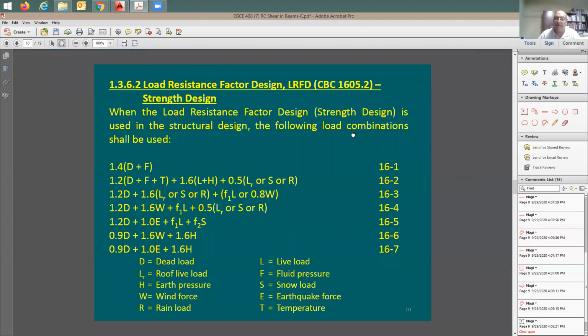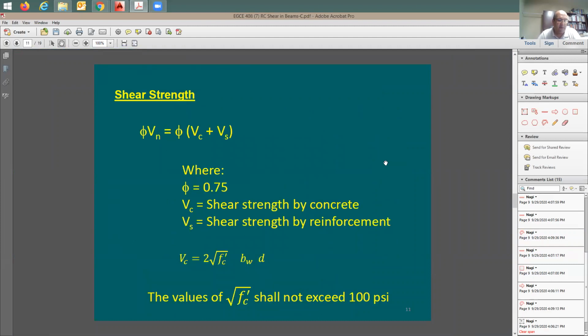If you would like to figure out the load demand, you need to continue with the load combinations that we used before. Just repeat them. When it comes to strength, strength is going to be based on the concrete and the steel. Concrete strength is going to be calculated with this equation. This is the concrete without the phi factor.